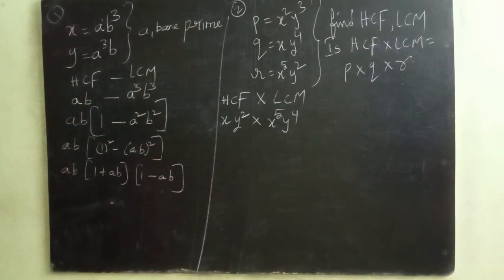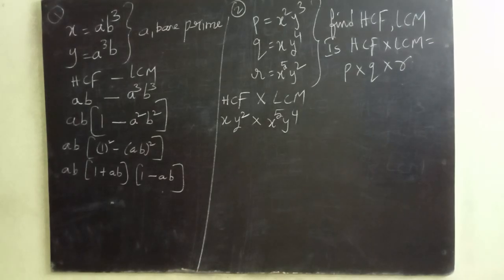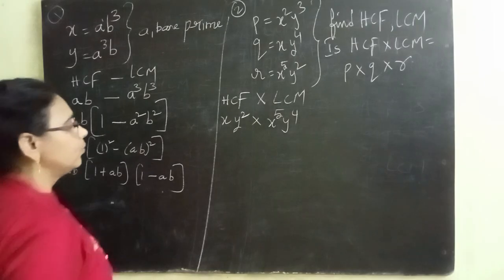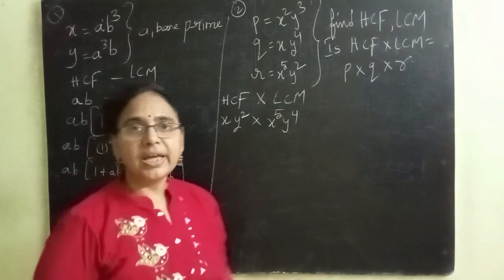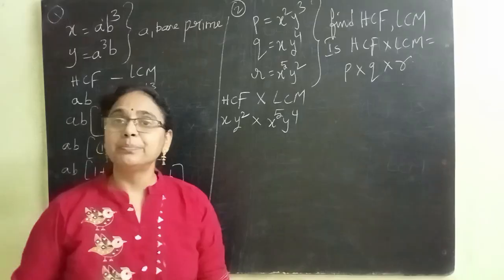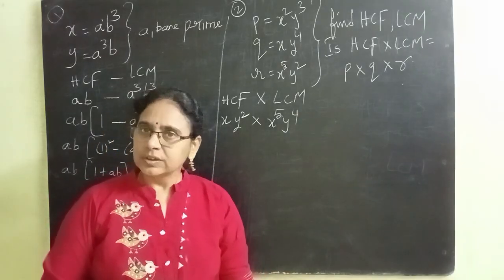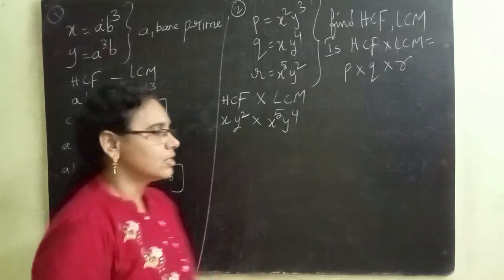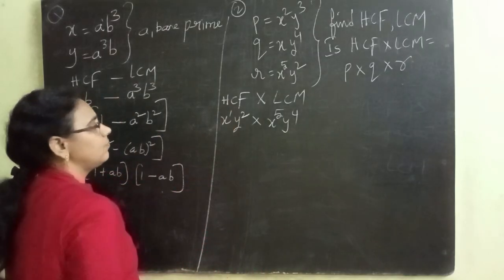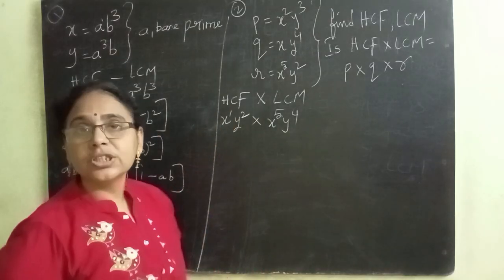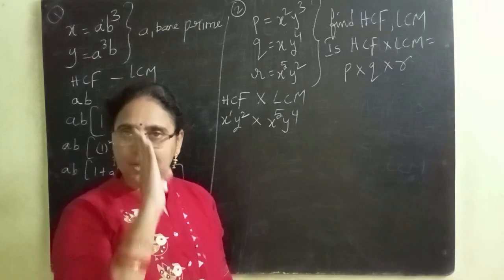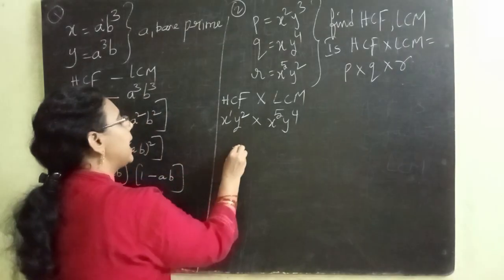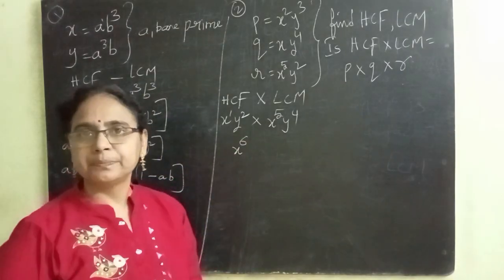Okay, we got HCF as x y square and LCM as x to the power of 5 y to the power of 4. By multiplying these two, you already learned exponents and powers: if bases are the same in multiplication, add the exponents. So here x means x to the power of 1, into x to the power of 5. Bases are the same in product, add the exponents, so you will get x to the power of 6.